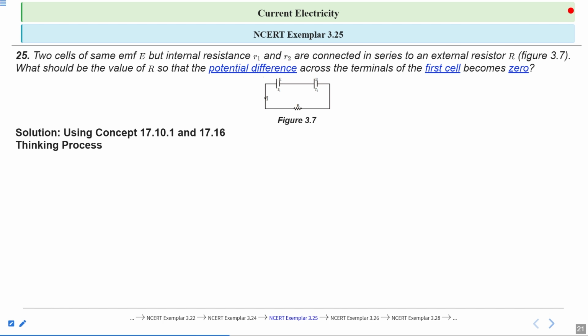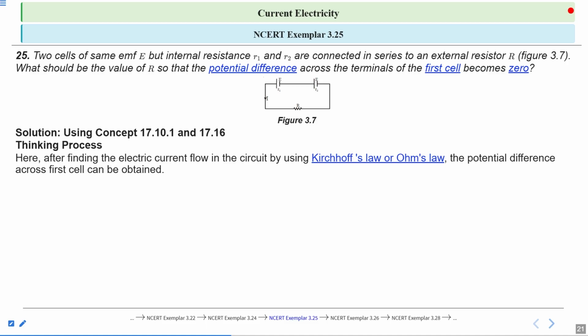So using concept 17.10.1 and 17.16, what is the thinking process for this question? Here, after finding the electric current flow in the circuit by using Kirchhoff's law or Ohm's law, the potential difference across first cell can be obtained. We will use Kirchhoff's law or Ohm's law to find the electric current through the circuit, and then potential difference across the first cell can be obtained. So let's see the answer.